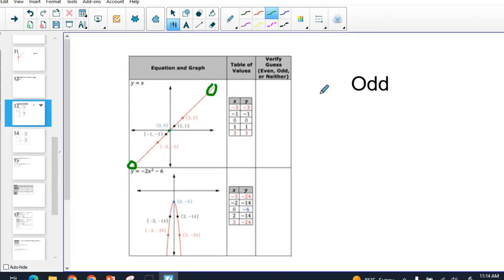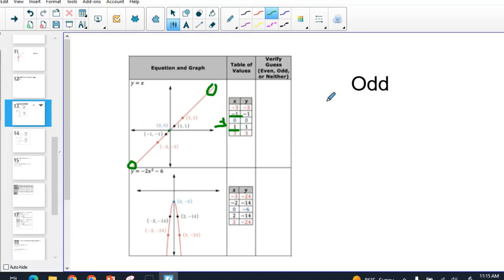So we already know this is odd. Let's look at our table. So 0, 0, okay, so we're at our origin. Makes sense. And as we get further from the origin, so 1 in one direction, or -1 to go in the other direction. 1 would go to the right, -1 goes to the left. Our y values are opposites. So -1 gives us -1, so 1 gives us 1. Look at our next value, we have -3, -3, and we have 3, 3.